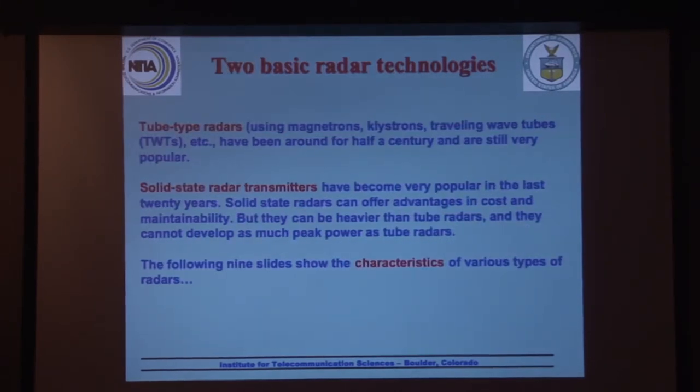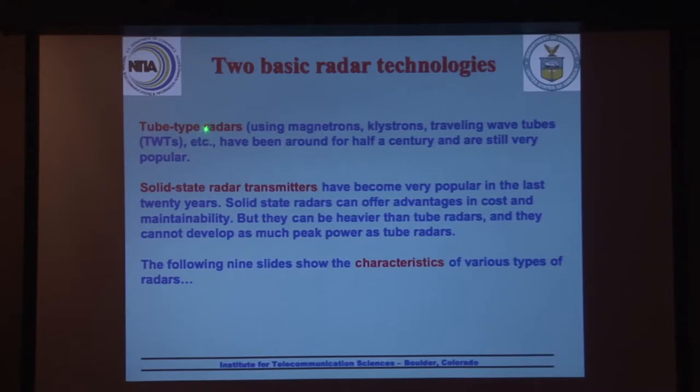So, given that interference can occur into these geostationary satellite bands and that the topic today is identifying that interference and mitigating it, we need to review basically the two basic radar technologies because they have different emission characteristics, and if we're trying to identify a radar from its emission characteristics, we need to know what kinds of technologies we may be looking at because the emissions are affected by the technologies.